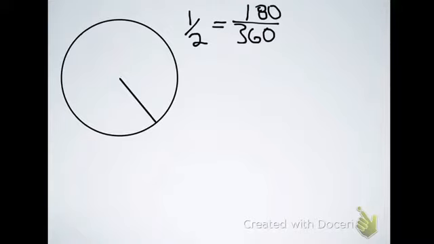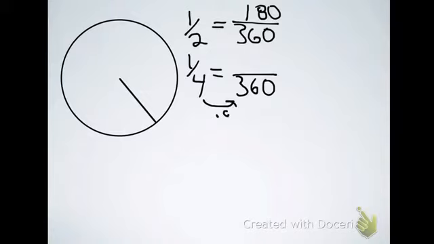Okay, let's do another one. Let's say 1/4 of the circle. Well, if I said out of 360, 1/4, notice I would multiply the 4 by 90. So I can multiply the 1 by 90. That would be 90 degrees. So 90 degrees would be 1/4 of the circle.